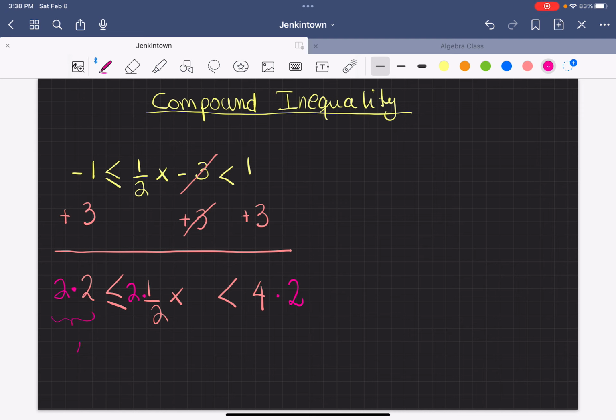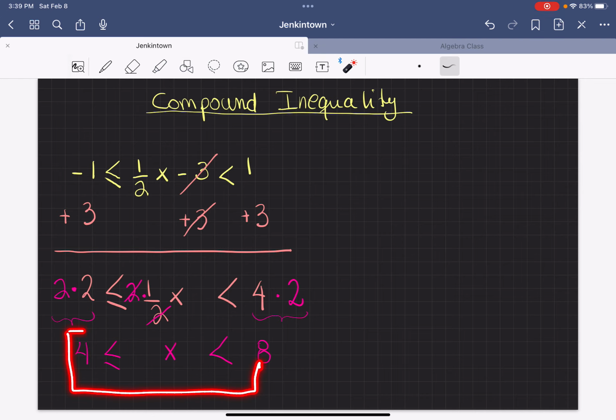Left side, 2 times 2 is 4, less than or equal to, these two cancel each other, and I have left 1 times x, which is just x, less than 4 times 2, which is 8. So I end up with this, and I'm going to graph. This is my solution written in symbols, but now I'm going to write this solution in a graph.